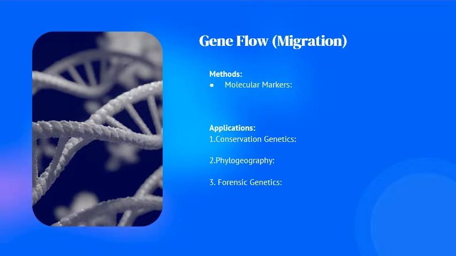Okay, so let's deep dive into gene flow, also known as migration. Let's talk about some of the molecular markers. DNA markers such as microsatellites, SNPs, and DNA sequences are commonly used to assess genetic diversity and structure. Genetic data are analyzed using various statistical methods, including F-statistics, principal component analysis, PCA, and clustering algorithms.